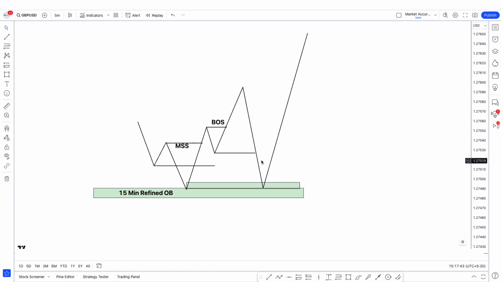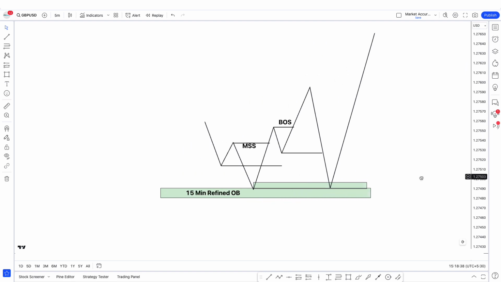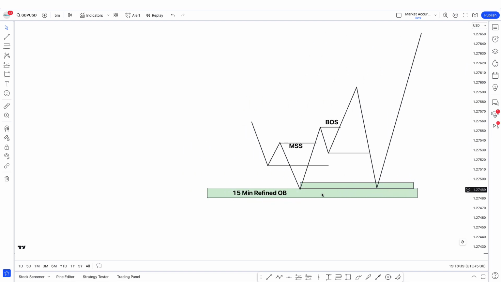And the reason why we need a break of structure is because we want the price to engineer some liquidity above our order block, or our entry point. And it's going to be fuel. It's going to be a fuel for our trade that is going to push the market higher. So it's quite simple, guys.